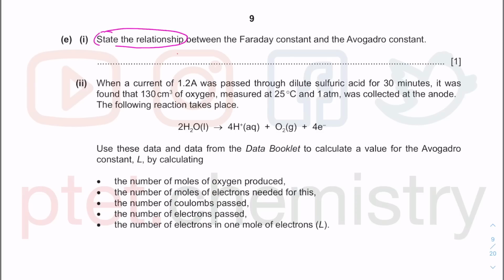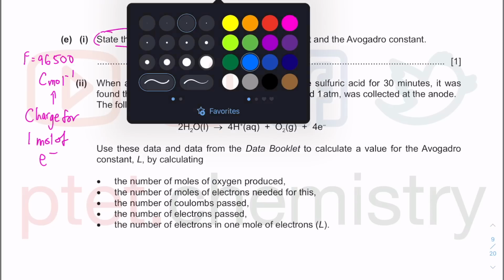So this is F equal to the Avogadro constant multiplied by the electronic charge, which is the charge for 1 electron. The Faraday constant is 96,500, and the unit is coulomb per mole. This is the charge for 1 mole of electrons. If you have the charge for 1 electron, you multiply by 1 mole of electrons, you're going to get the charge for 1 mole of electrons. That's basically what it means there.